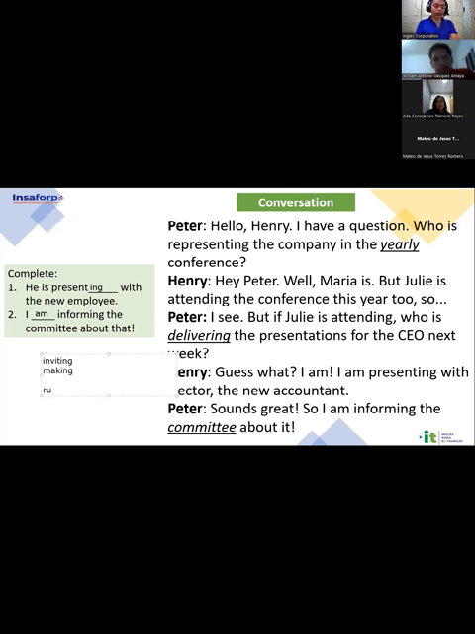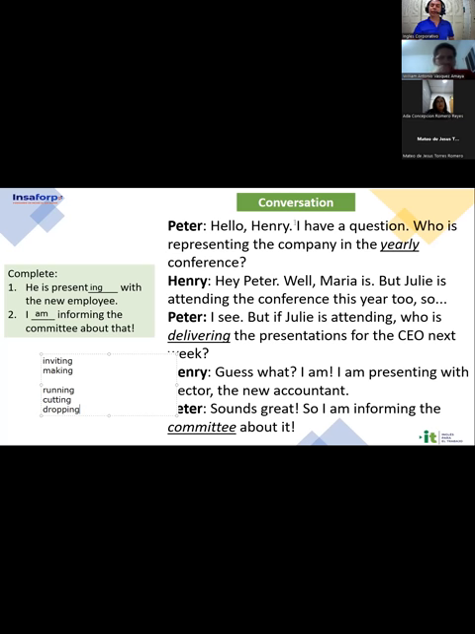In the case of consonant, vowel, consonant, you double the last consonant and then you add ing. Cut, cutting. Drop, dropping. So this is when we have consonant, vowel, consonant, right? This is the situation, right?